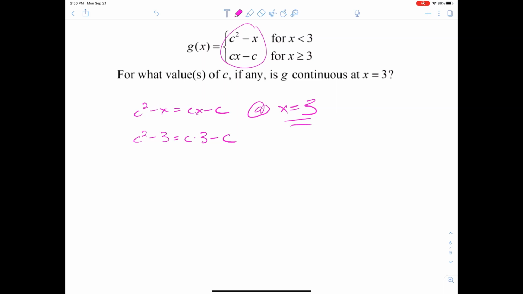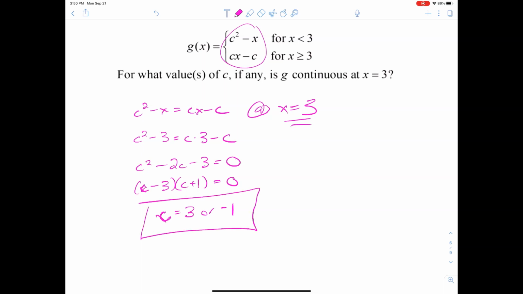So let's see. We're going to have c squared. This would be a 2c, so minus 2c minus 3. All right, and then we can factor that. We go c, not x, minus 3, and c plus 1. So c, not x, equals 3 or negative 1. Okay, so lots of 3's and negative 1's. This is not related to the previous problems in any way, but the values of 3 or negative 1 both work to make that function continuous.